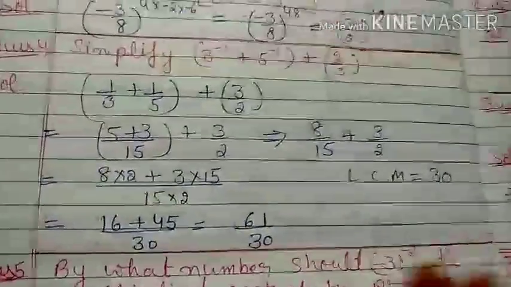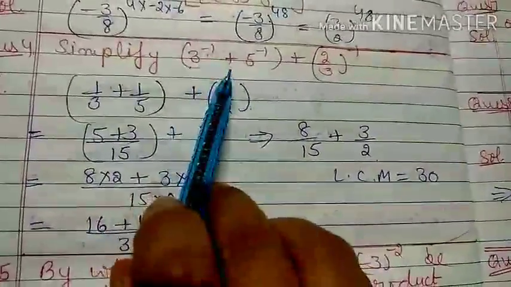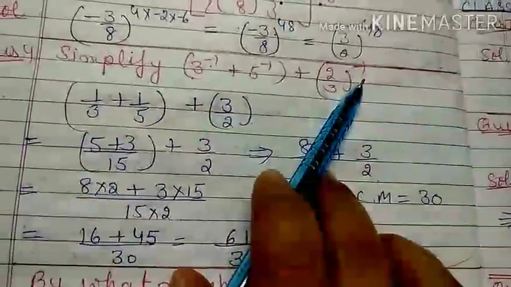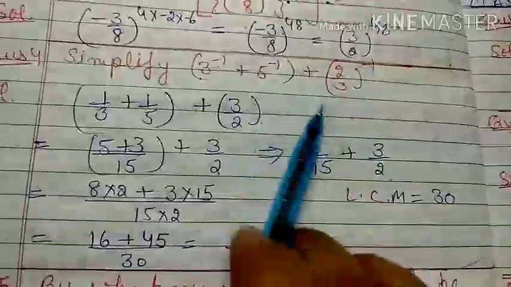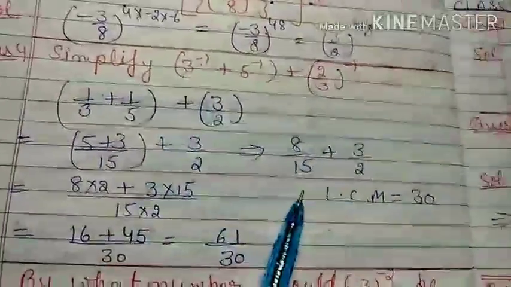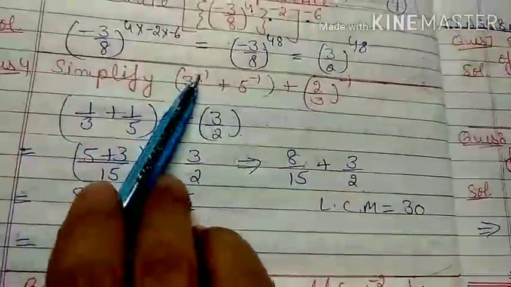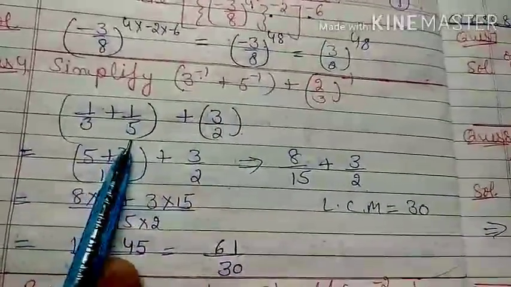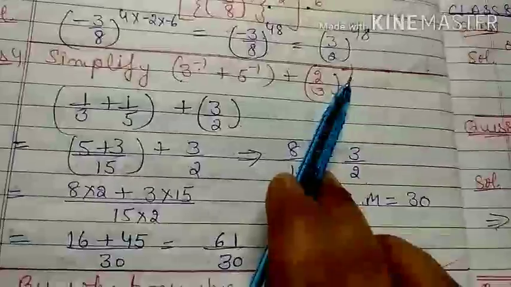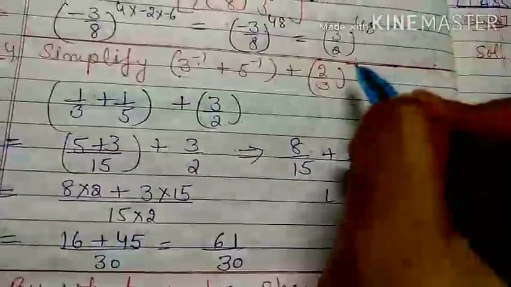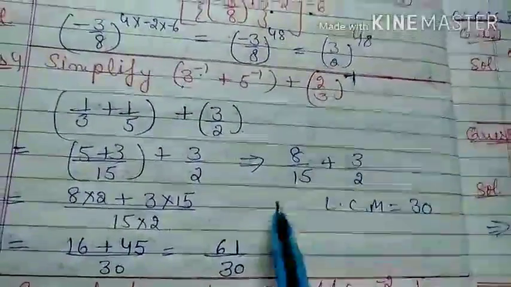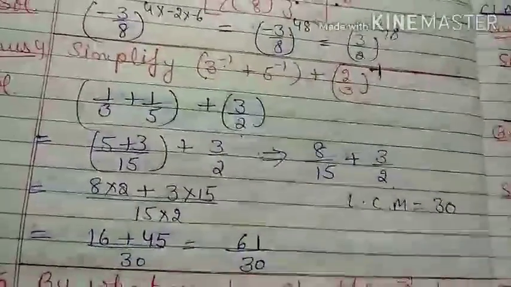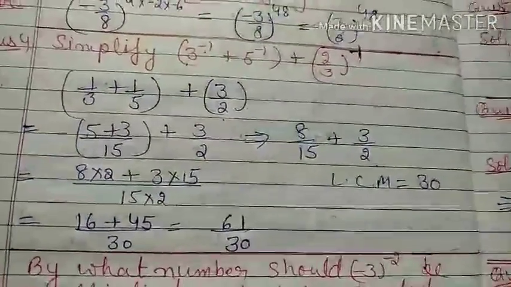Your next, fourth question is 3 raised to power minus 1 plus 5 raised to power minus 1 plus 2 by 3 raised to power minus 1. First thing, you have to remove the negative power. Here 3 to the power minus 1 changes to 1 by 3, 5 to the power minus 1 changes to 1 by 5, and here, this is negative 1 in your question. So when you remove that power, it becomes positive, then the base will be in the reciprocal form, 3 by 2.